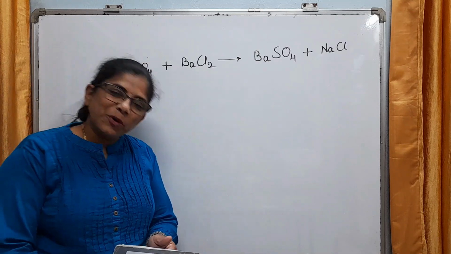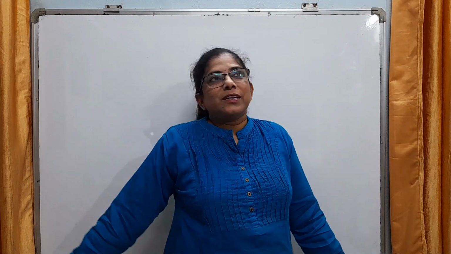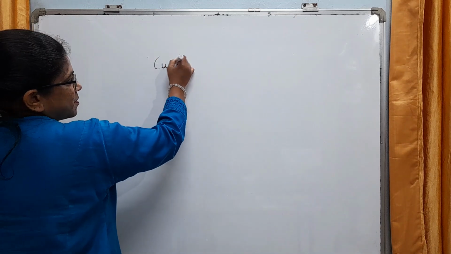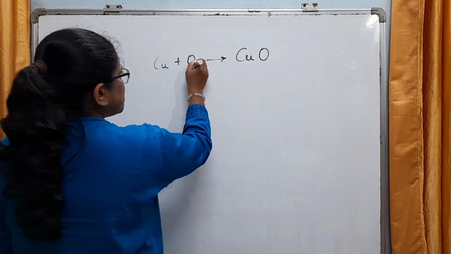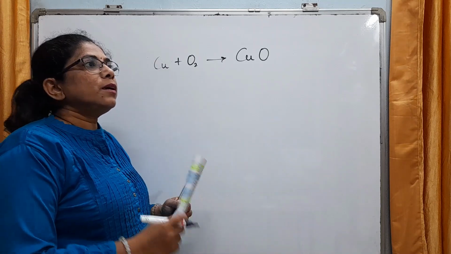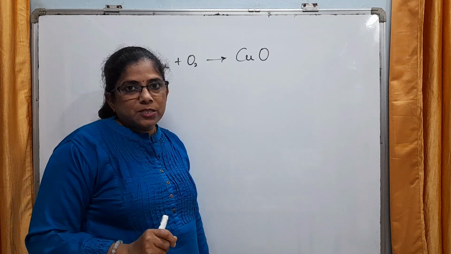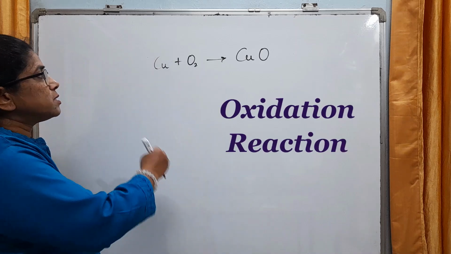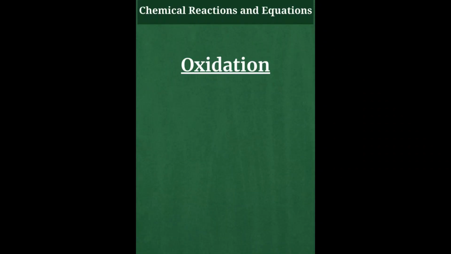So now one more interesting type of example is quite clear. Let's check one more type of reaction. Now this is one more interesting type of reaction. It's very interesting. Copper plus oxygen, we get copper oxide. Copper plus oxygen, we get copper oxide. Here, whenever oxygen is added to any element, we say it is oxidized. And such reactions are called as oxidation reactions.